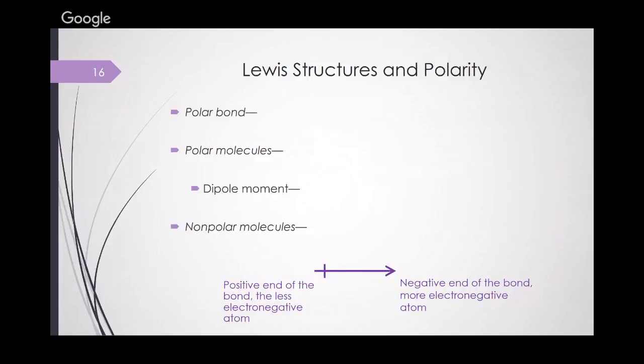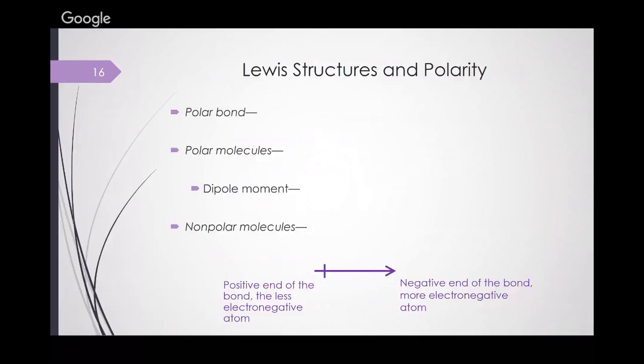So polar bonds happen when there's an uneven sharing of electrons. One atom pulls the electrons closer to it, which makes it slightly negative, leaving behind the other atom to be slightly positive. So a polar molecule is when you have polar bonds within a molecule and they are not canceling each other out. So we call this a dipole moment.